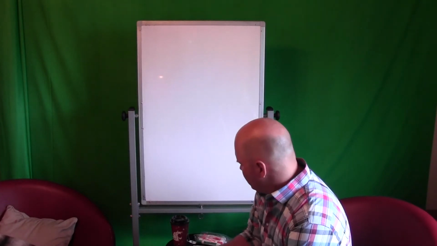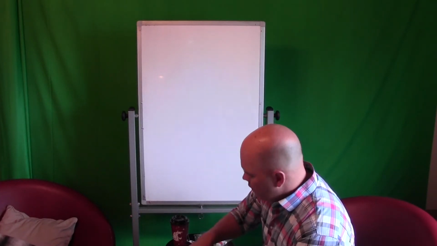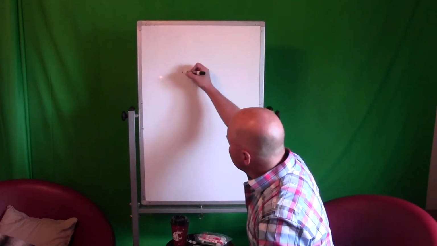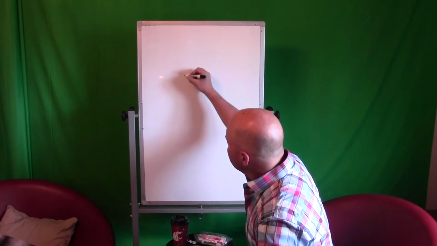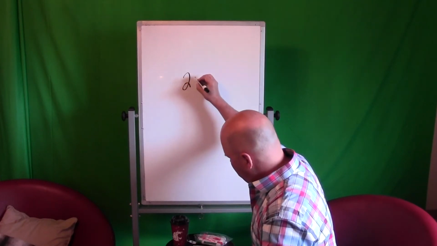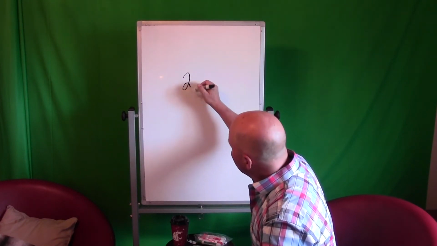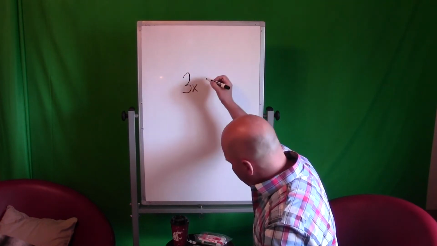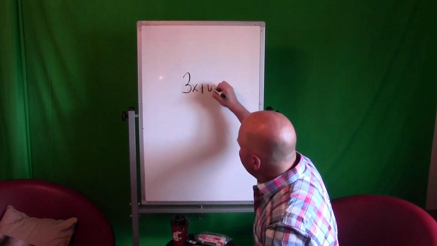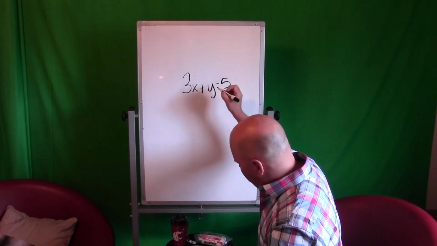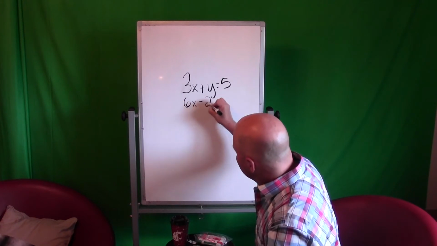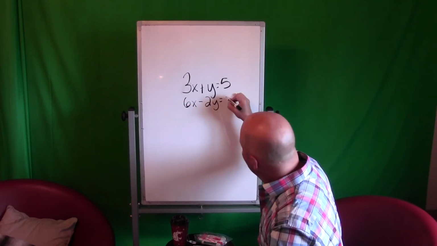But it's pretty simple. What we're going to do is take this set of equations. They are 3x plus y equals 5, and we have 6x minus 2y equals 4.